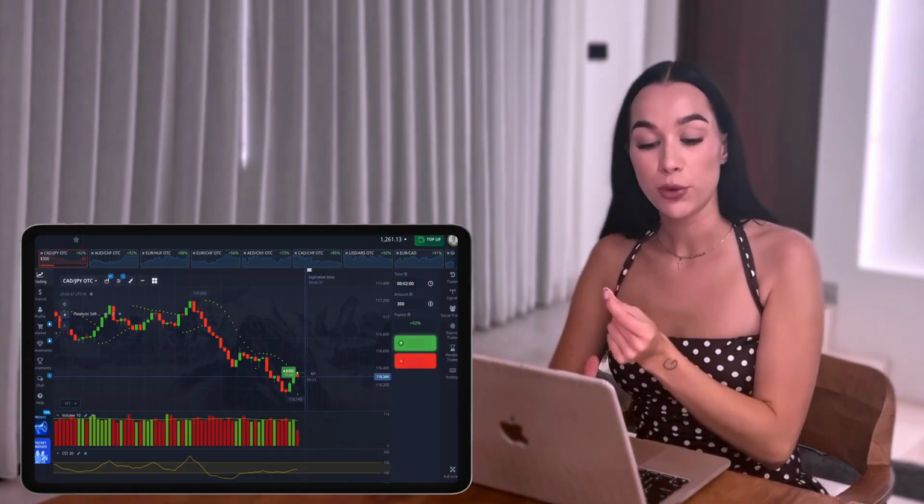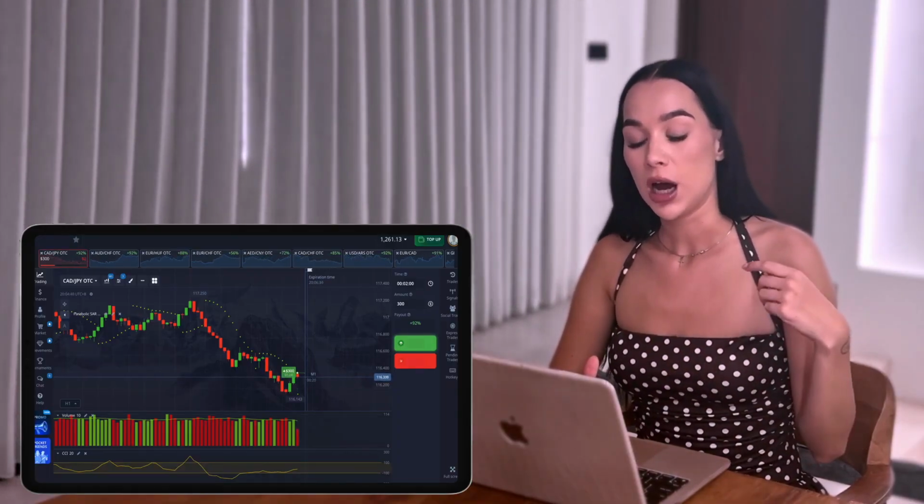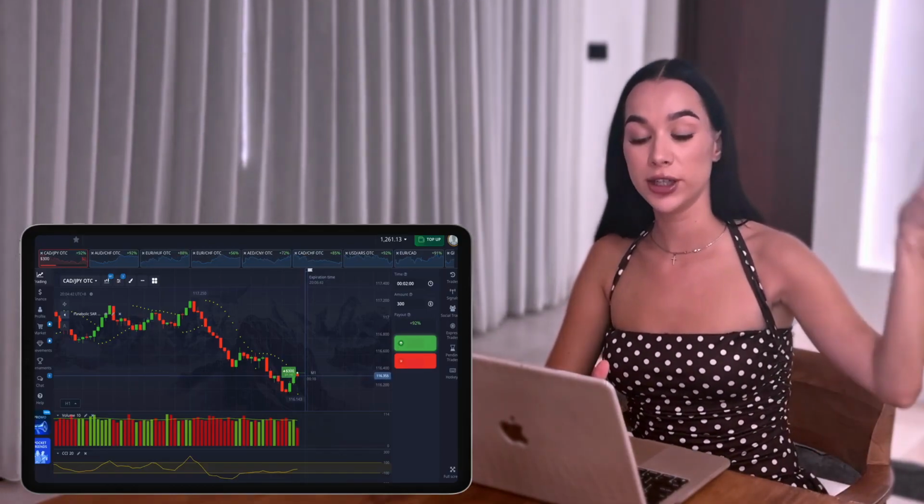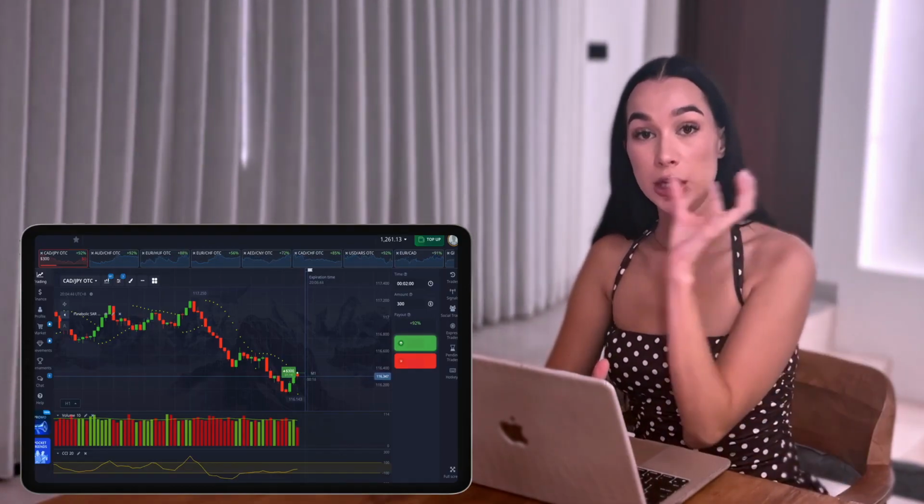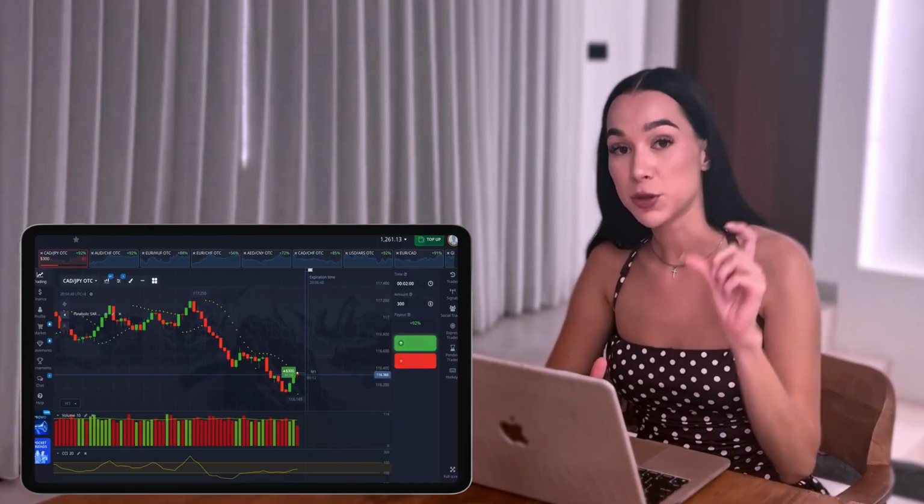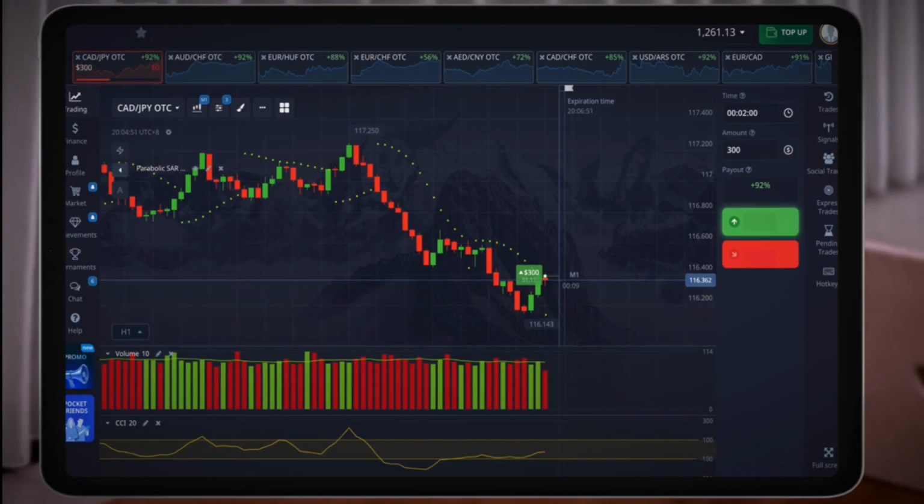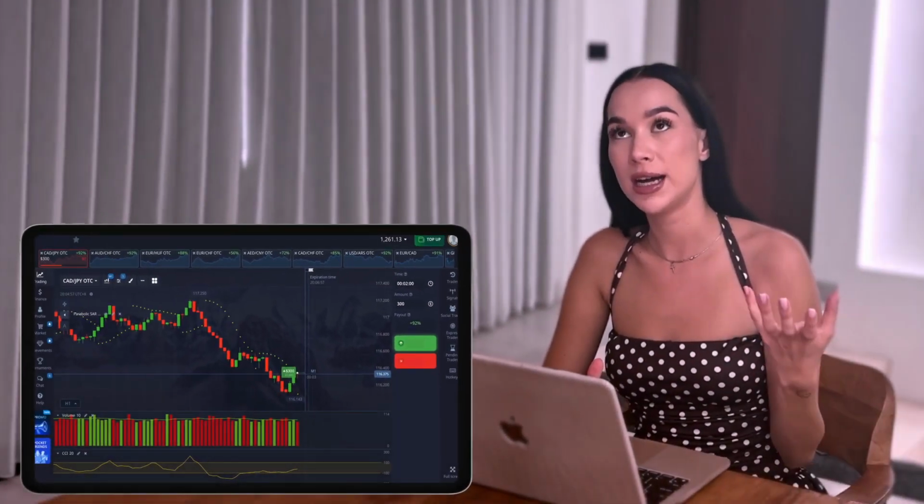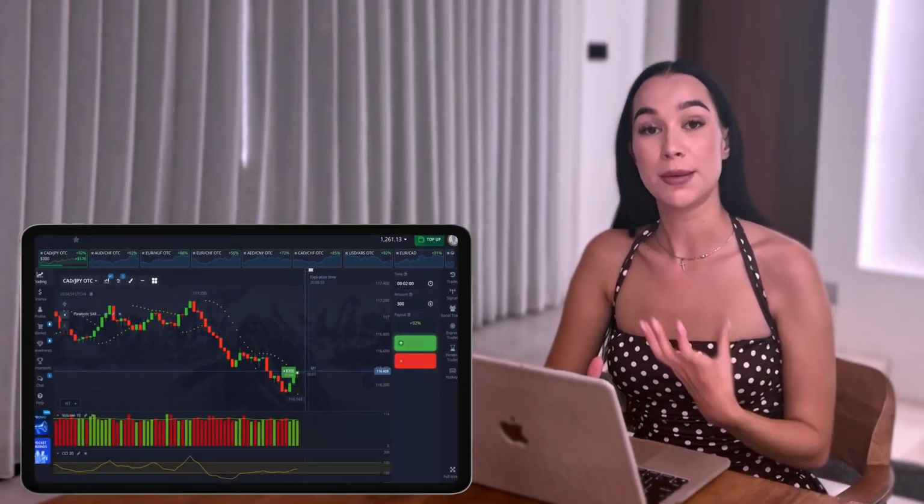However, near the entry point, the bearish momentum started to weaken, right? The decline slowed down. Also, candle bodies became smaller, and around, as you can see, the level of 116.143, buyers began reacting, showing that the market was finding temporary support.